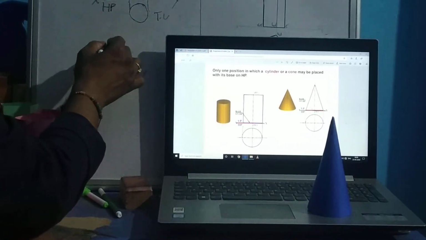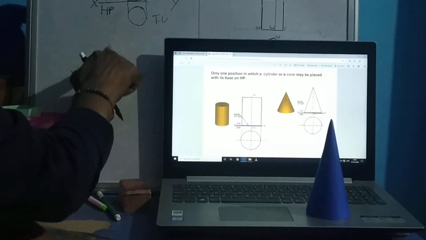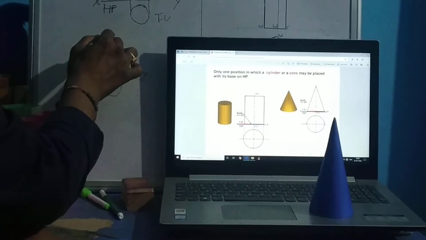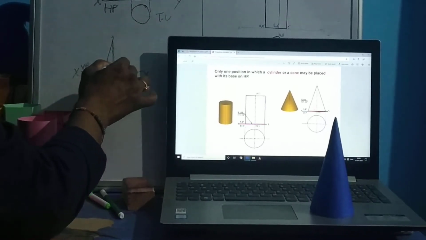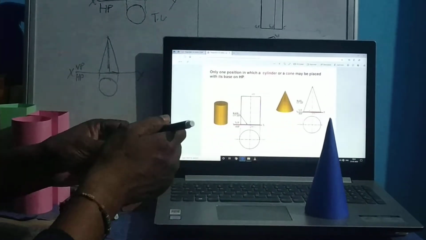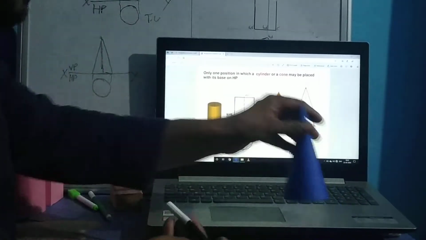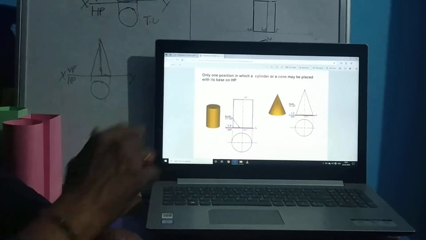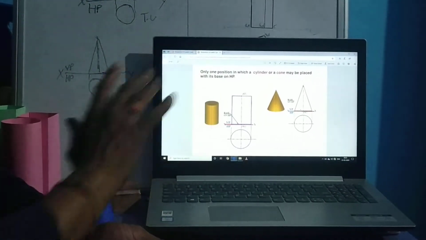whatever the height will be, we will draw this center line, and after that we will make this. This is what is given here. So this was the first position in which we can place our solid.